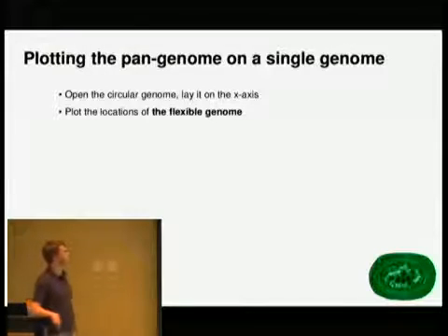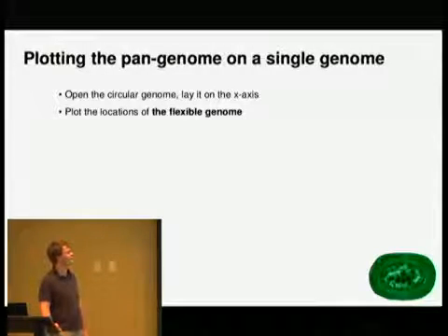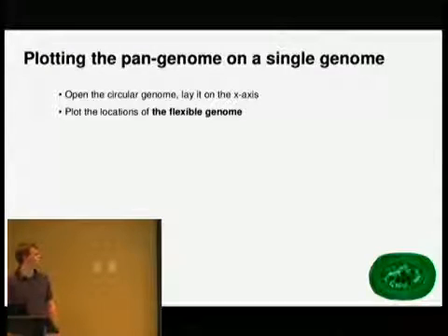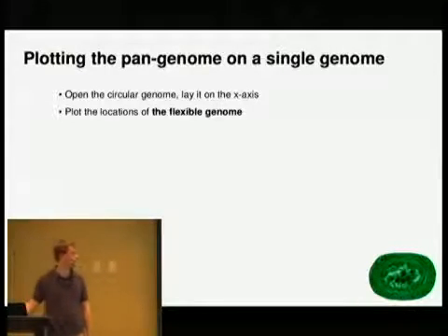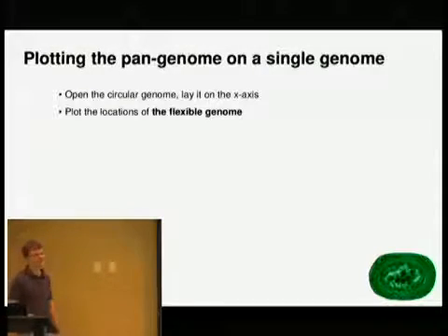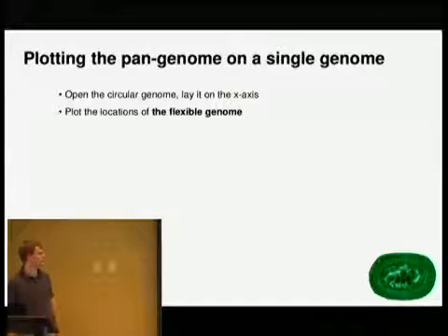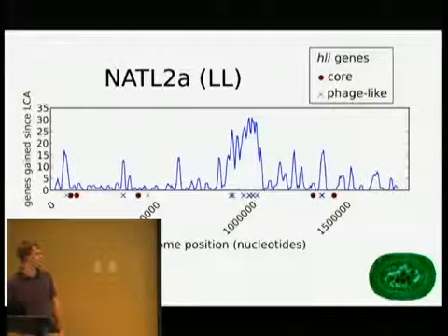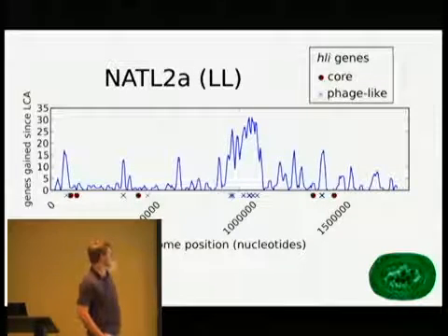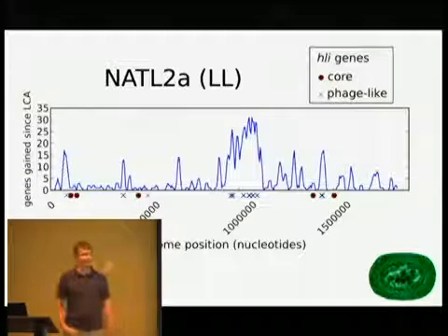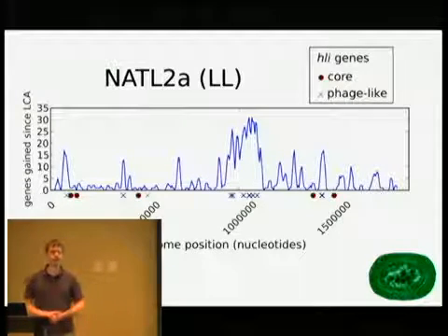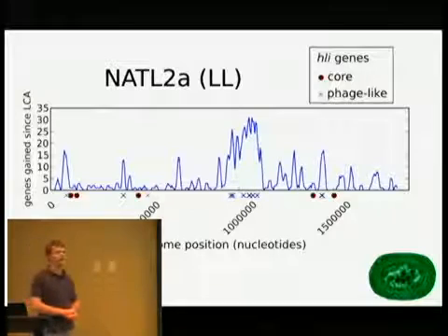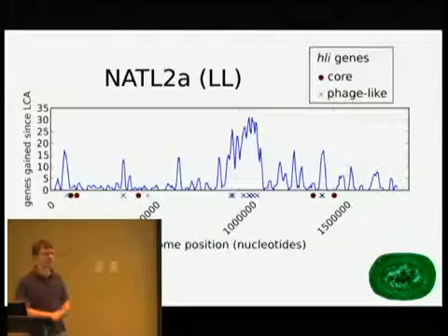And the same is true of another figure I have to show you here, and that's plotting the pan genome on a single genome. The genome is circular, but we usually plot it by opening it up and laying it flat on the x-axis of the plot, and then you can plot things on top of that x-axis. And here, what I'm showing you is where the genes of the flexible genome, or the genes that are not shared between all four quadrupeds, are clustered.